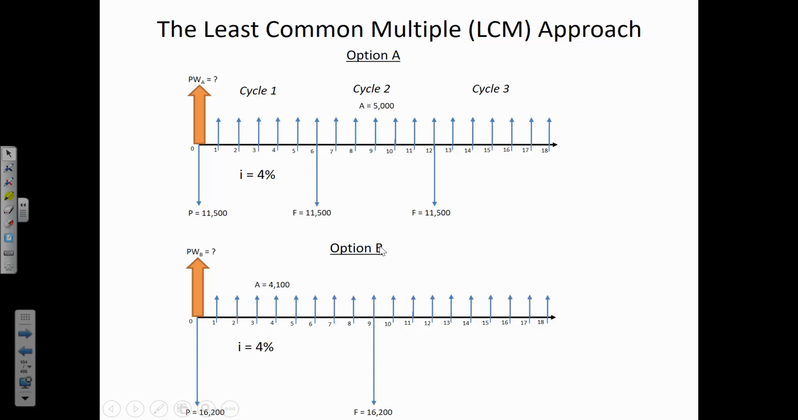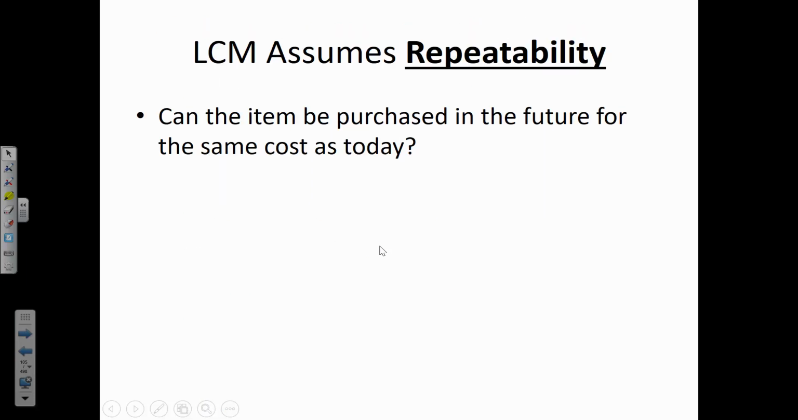Okay, does that make sense to everybody, what we're doing? Why it's called least common multiple? All right, very good. There are some assumptions, though.